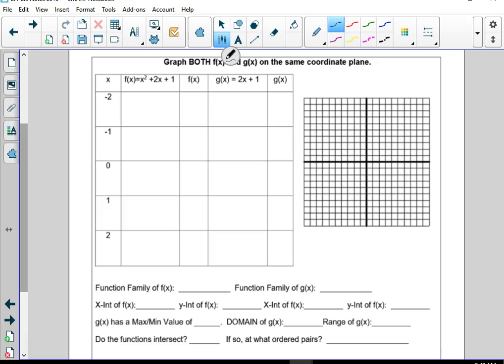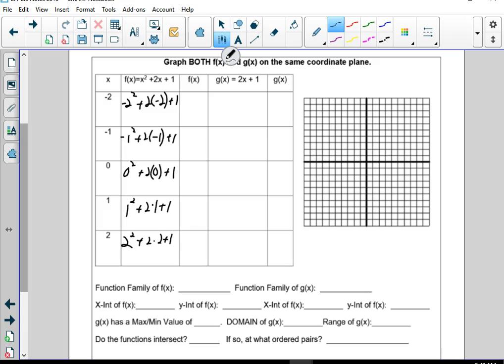Okay, so we're going to plug in -2 here and here. So we're going to have -2 squared plus 2 times -2 plus 1. -1 squared plus 2 times -1 plus 1. 0 squared plus 2 times 0 plus 1. 1 squared plus 2 times 1 plus 1. And 2 squared plus 2 times 2 plus 1.